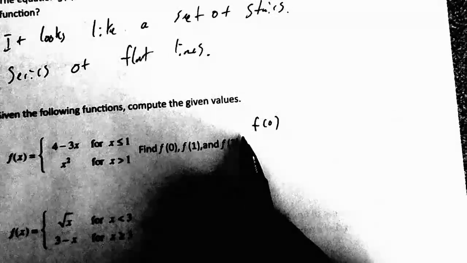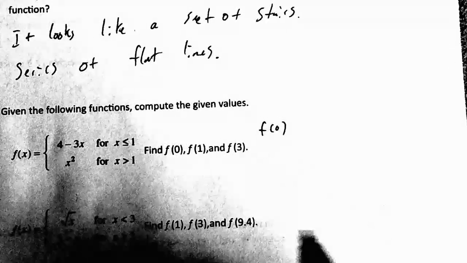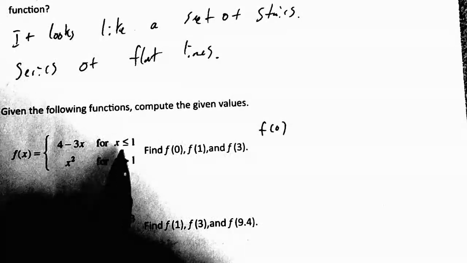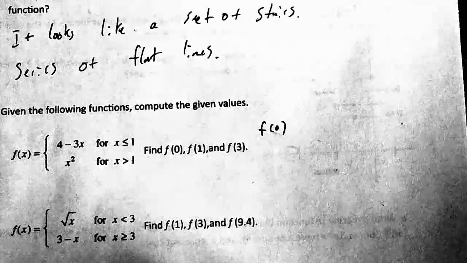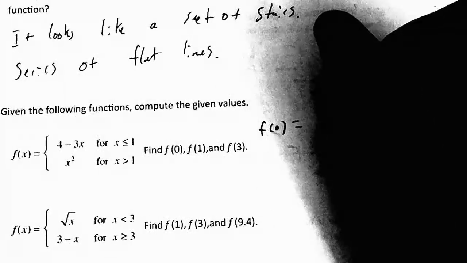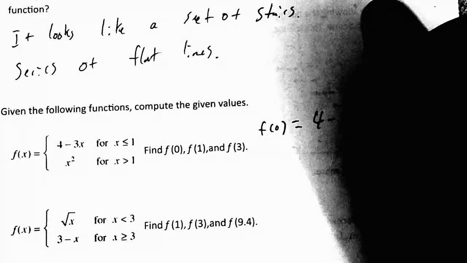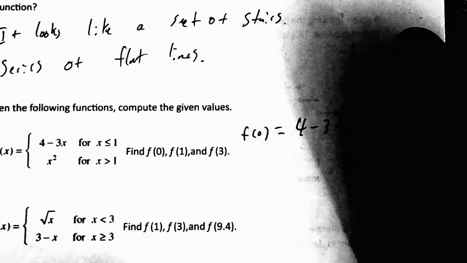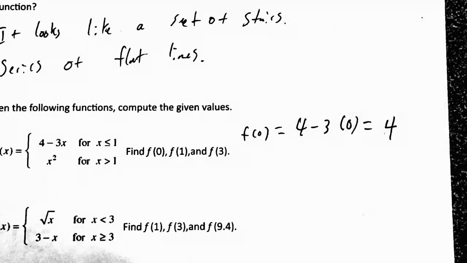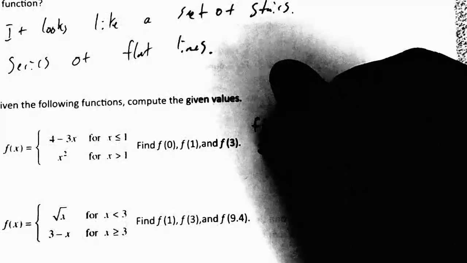Okay, so 0. Again, you're going to look at your piecewise function. 0 is less than 1. So I'm going to use this equation, this part of the function. F of 0 equals 4 minus 3 times 0. 3 times 0 is 0, so this just equals 4. Okay?